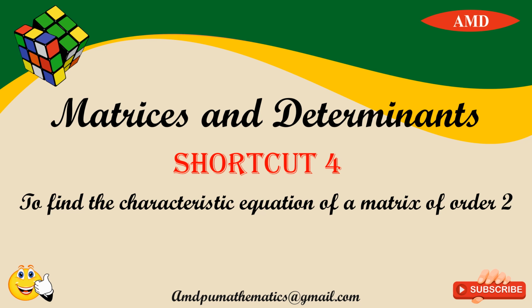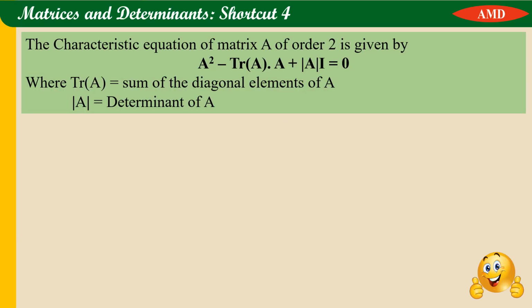Let's learn the next shortcut to find the characteristic equation of a matrix A of order 2. The characteristic equation of a matrix A of order 2 is given by the formula A square minus trace of A into A plus determinant of A into I is equal to 0. Here the trace of A is basically the sum of the diagonal elements of the matrix A.